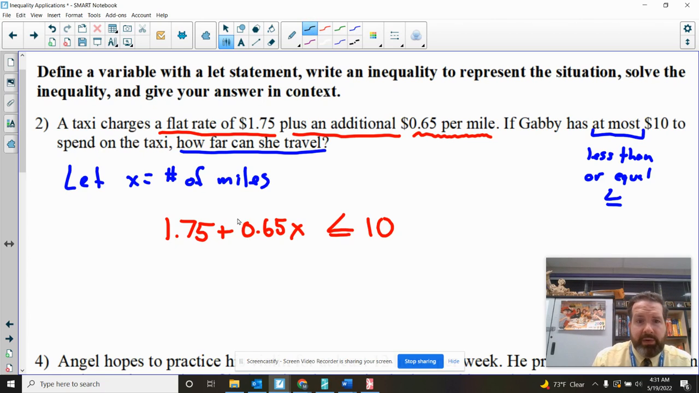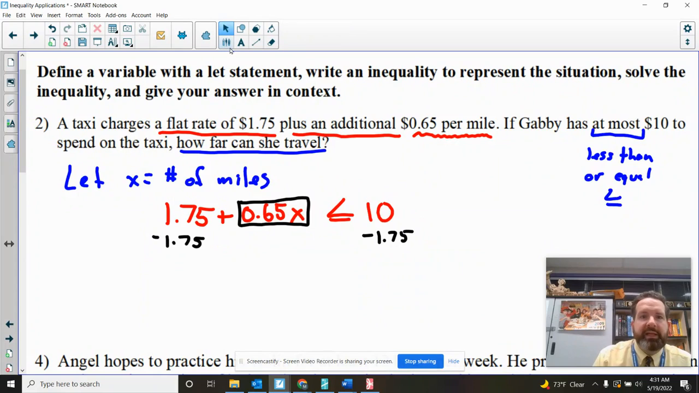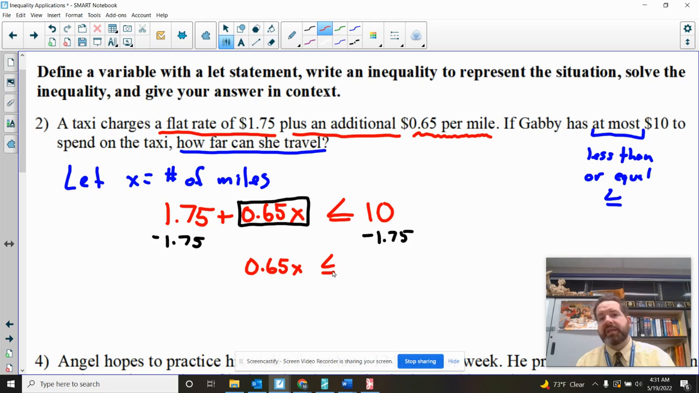Okay, so let's solve this like an equation. I want to get this by itself. So subtract the $1.75, subtract the $1.75. Those go to 0. So what I now have is 0.65x is less than or equal to, and I'm just going to double check myself on my calculator. So 10 minus 1.75 should be 8.25, which it is.